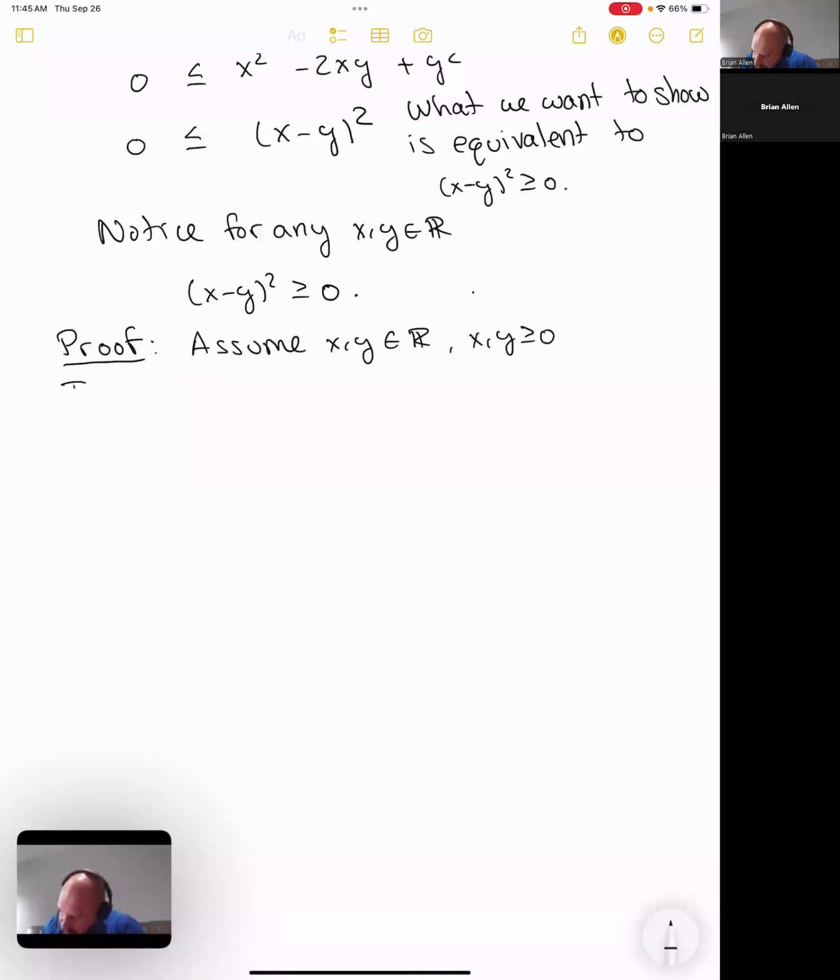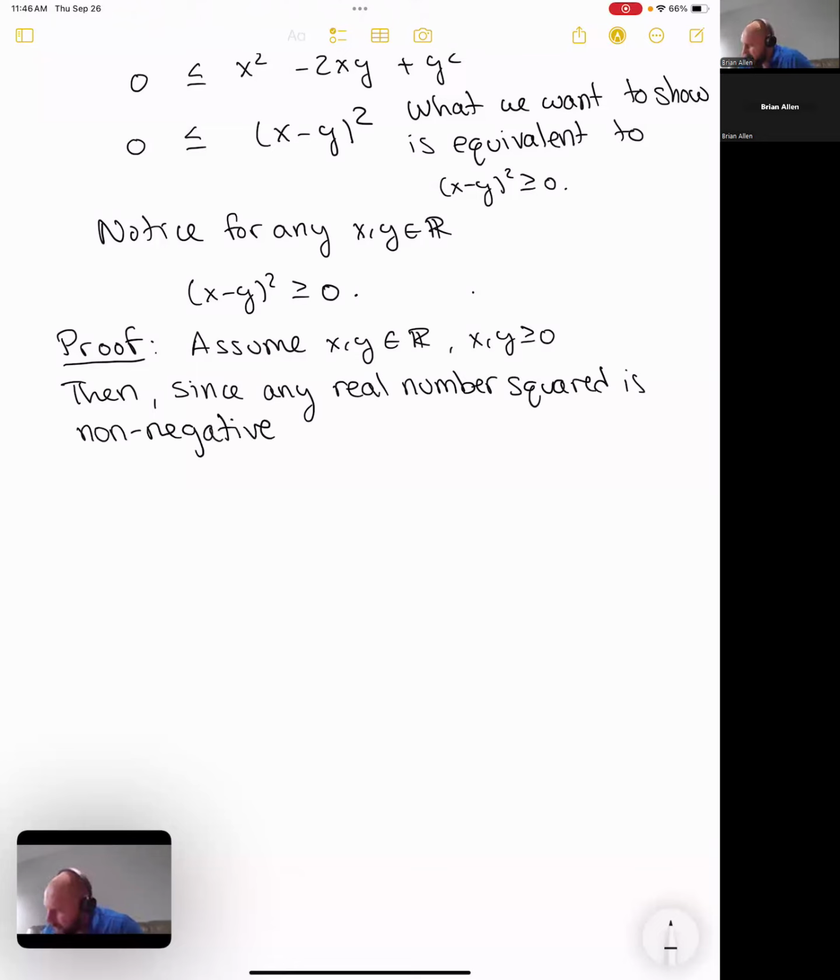But for this first fact, then, since any real number squared is non-negative. By the way, this non-negative word is when we want to include the possibility that it could be zero. Positive usually means that it can't be zero. So we're just saying that since any real number squared is non-negative, we know that x minus y squared, which is itself a real number squared, is non-negative.